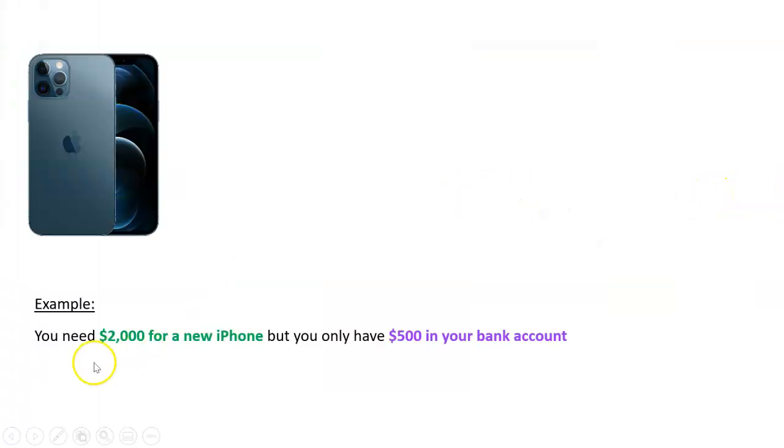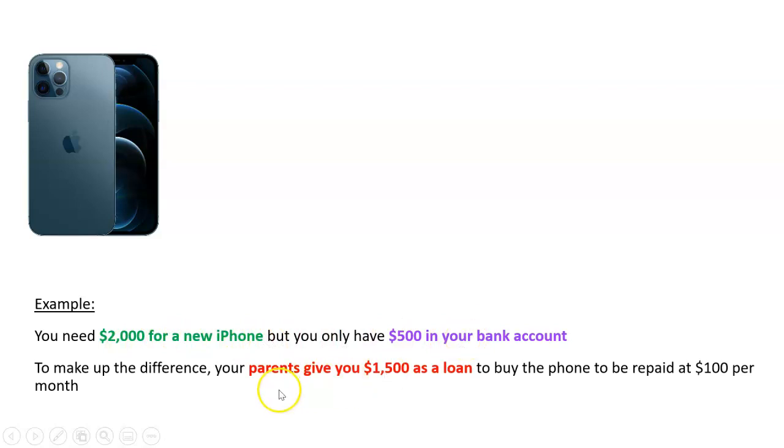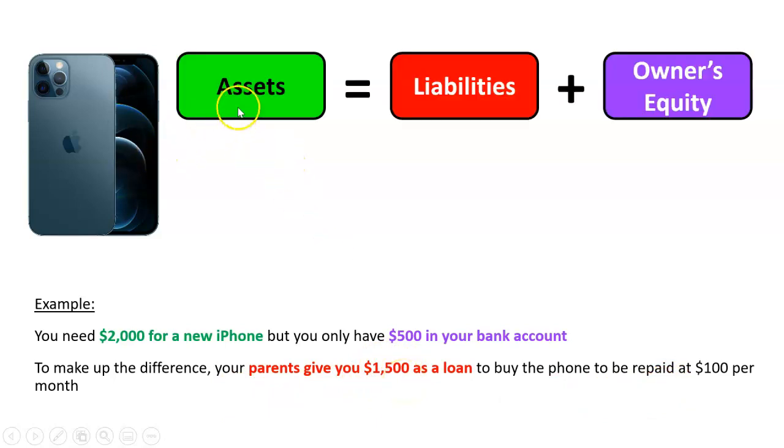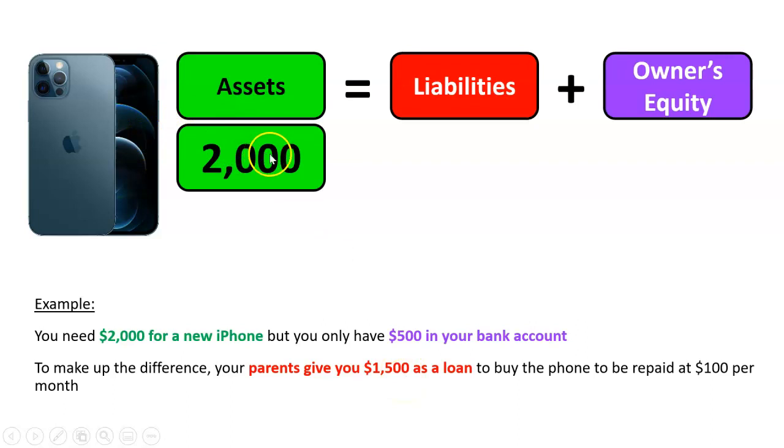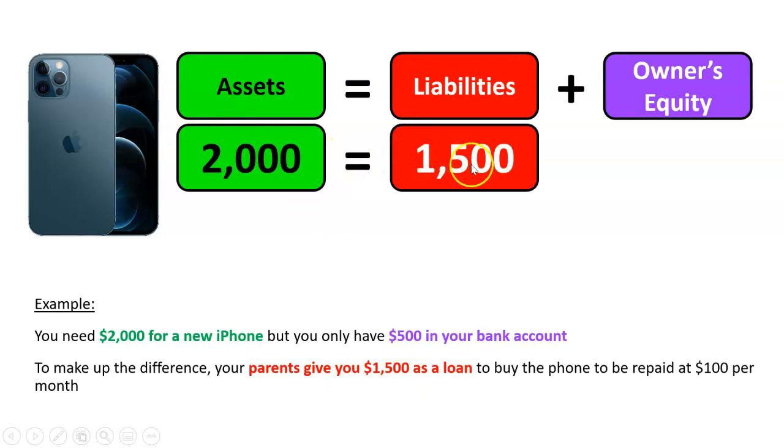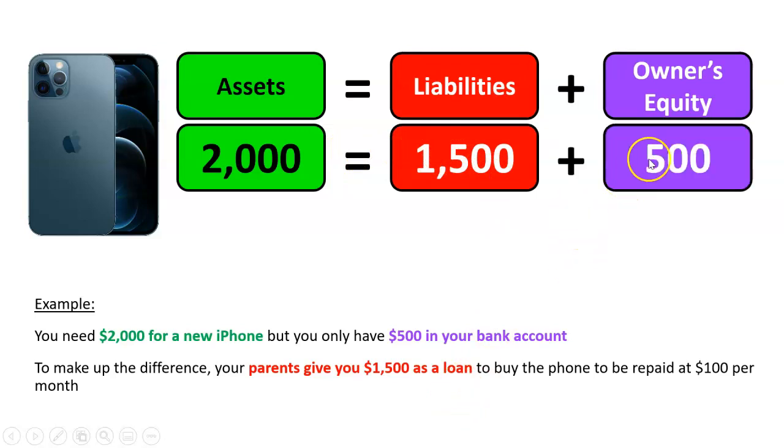So what else do we need to know? Well, let's just take an example. You looked at this one before, but you need $2,000 for a new iPhone, but you only have $500 in your bank account. To make up the difference, your parents give you $1,500 as a loan to buy the phone, and that's going to be repaid at a rate of $100 per month. It's not a gift, it's a liability and obligation. So we said when we looked at this, your asset is the iPhone, which in this case is $2,000, equals your liability, which is the $1,500 obligation or loan to your parents, plus your owner's equity in that phone is $500. $1,500 plus $500 equals $2,000.